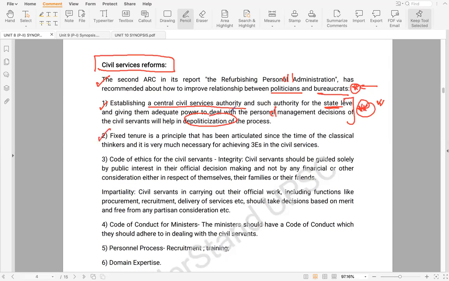Second, you have to fix the tenure, as a principle that has been articulated since the time of the classical thinkers and is very much necessary for achieving the 3 E's. I've also talked about how you can try to include the 4th E wherever you see development administration coming into play. And what is the 4th E? It's equity.